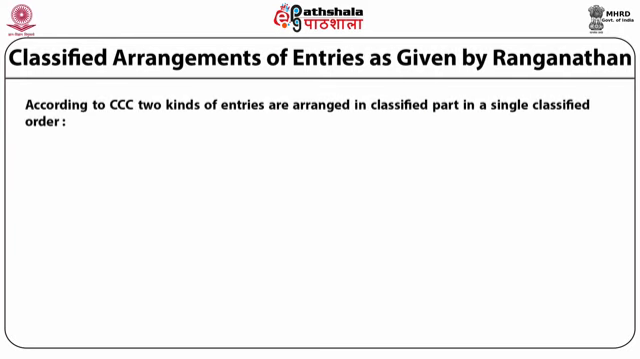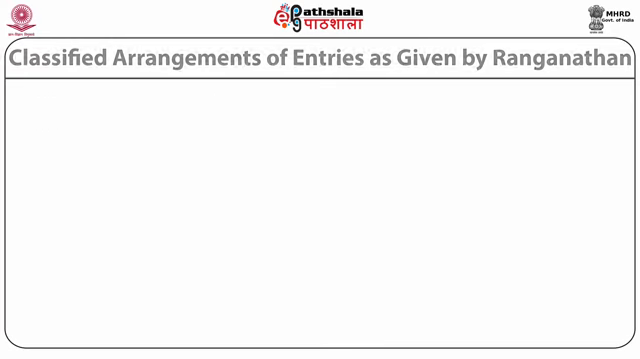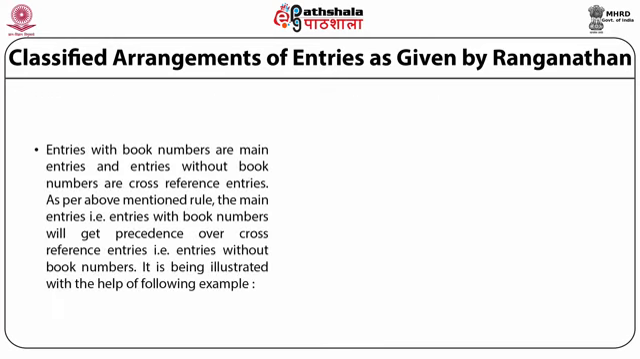According to CCC, two kinds of entries are arranged in the classified part in a single classified order. First is main entries, second is cross-reference entries. Entries with book numbers are main entries and entries without book numbers are cross-reference entries. As per the above-mentioned rule, the main entries, that is, entries with book numbers, will get precedence over cross-reference entries, that is, entries without book numbers.